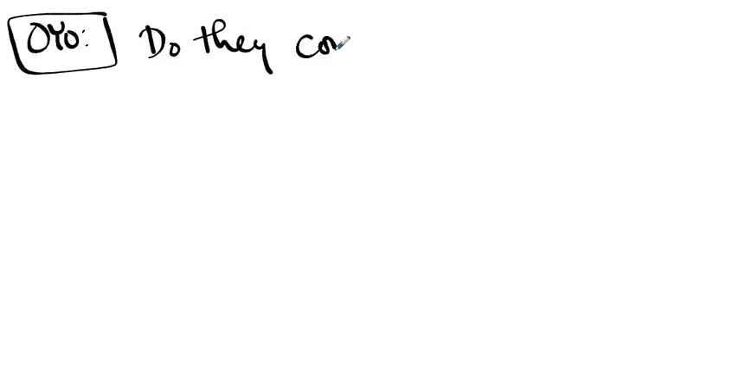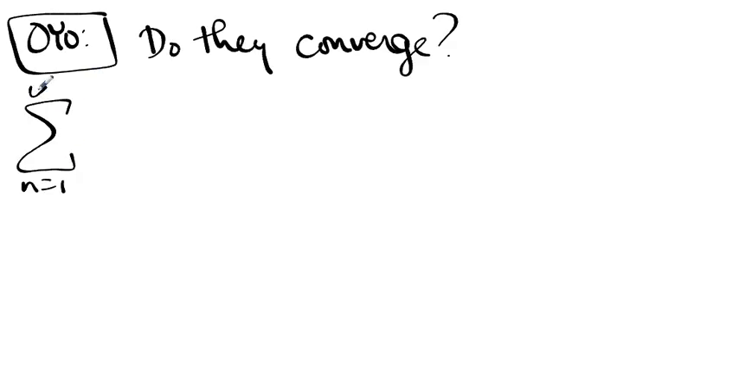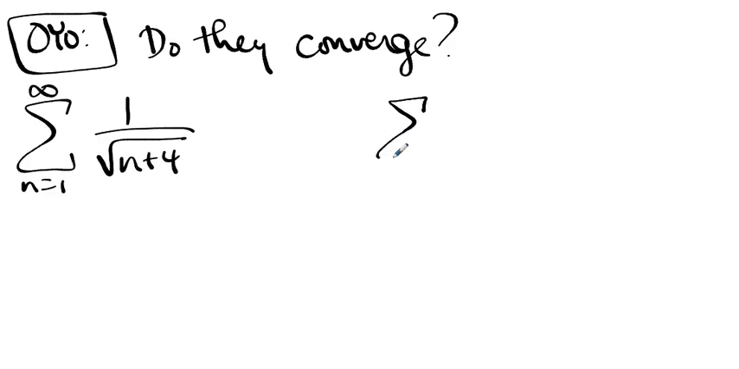Time for you to give a couple a try. I want to know, do they converge? The summation from 1 to infinity of 1 over radical n plus 4, and the summation as n goes from 1 to infinity of n times e to the negative n squared. Off you go. 13 minutes. That's not bad. See you soon.